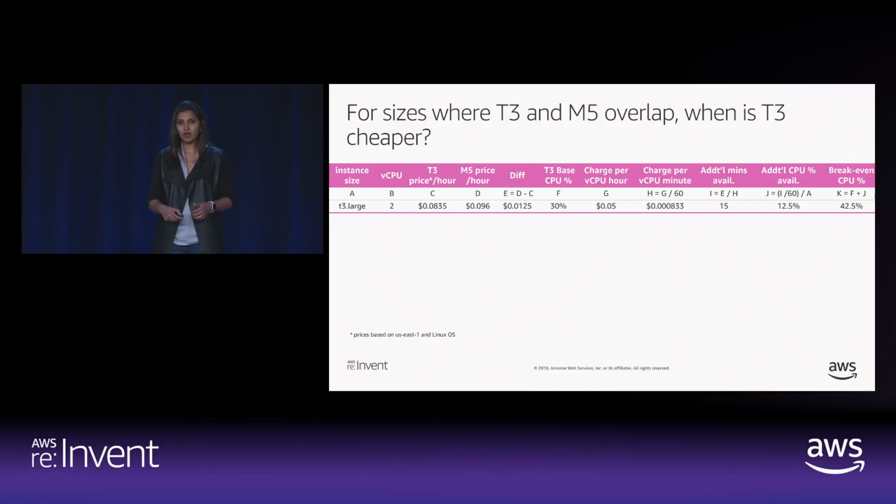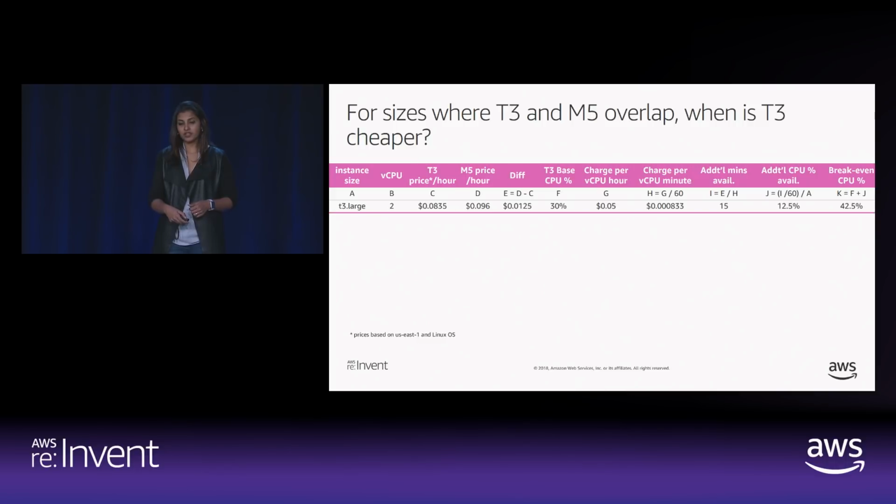And this is your back of the envelope calculation and how to figure out that break-even threshold. I've shown an example of how to do it for an M5 large. You can use the same thing for calculating an M4 or a C4 or C5 to figure out what is your average break-even threshold where T3 will make sense and be cheaper to run on.